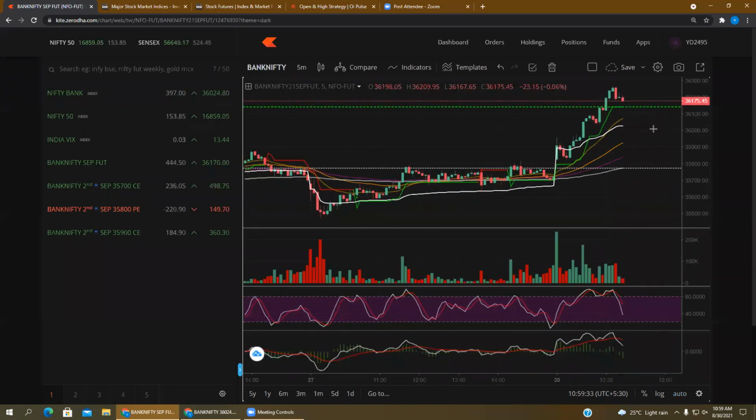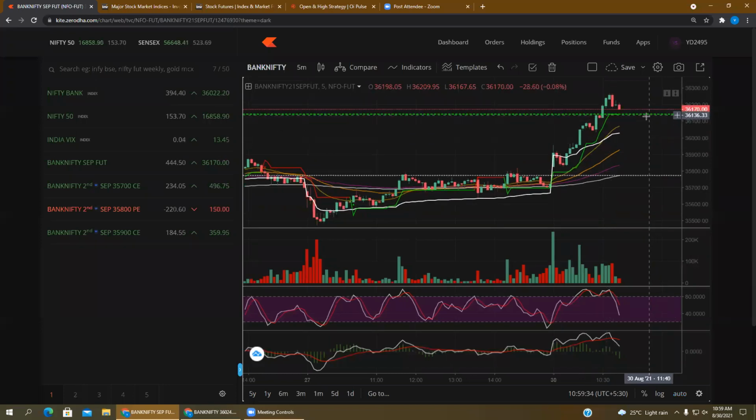Not yet. The trend will be sideways or neutral only below this candle. Only below this candle, or maybe somewhere here.